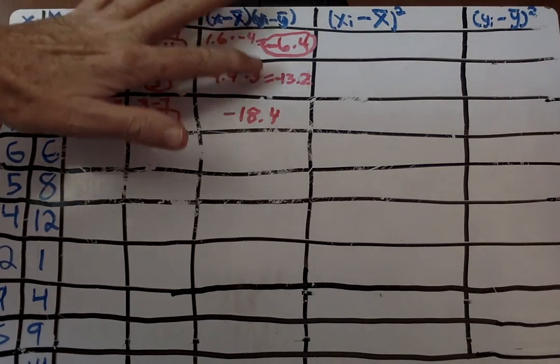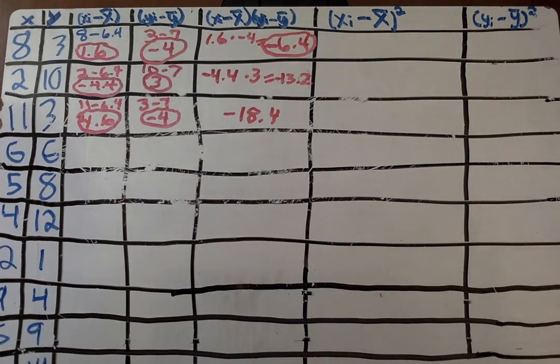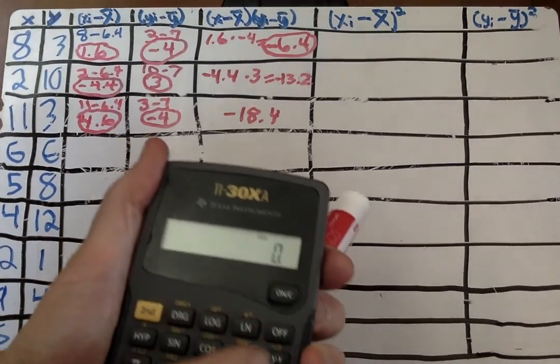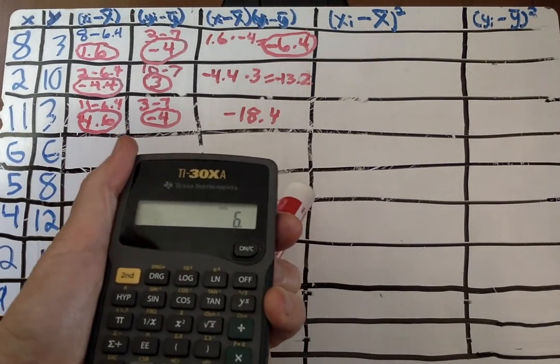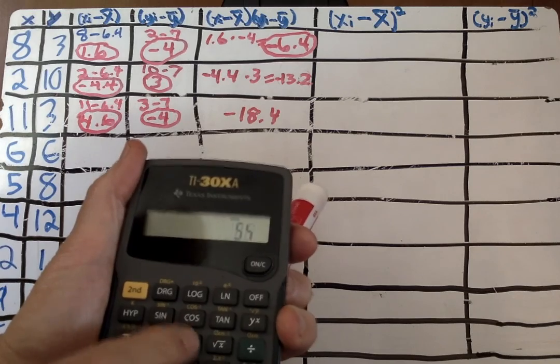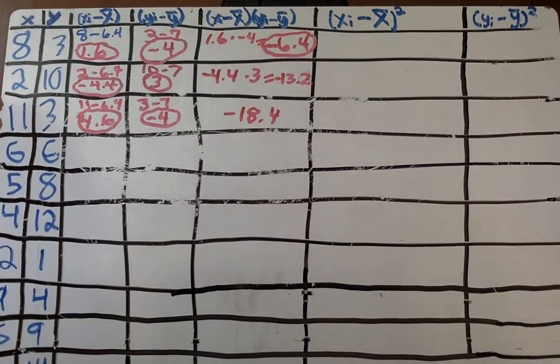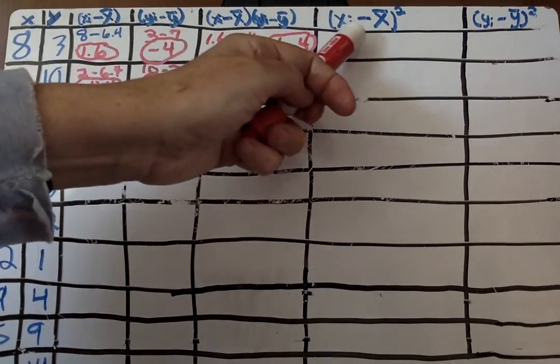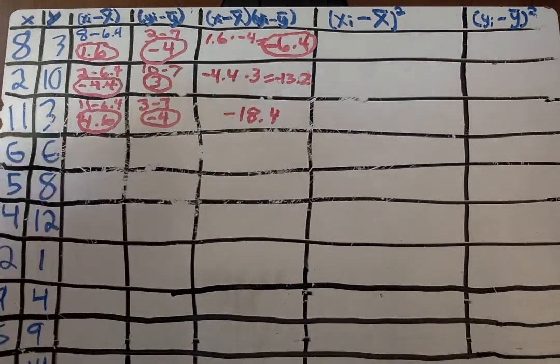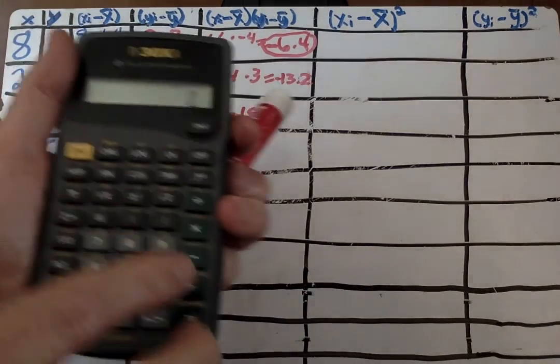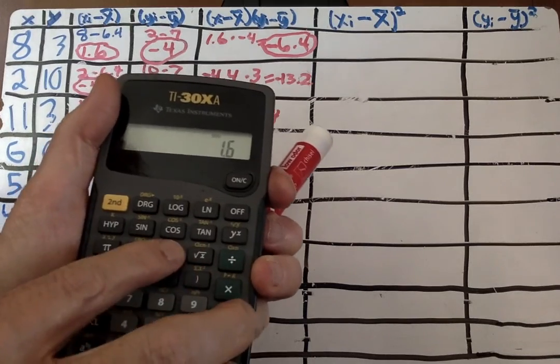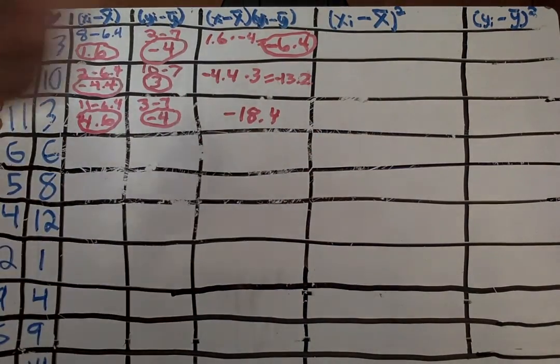Then we take each of these values and we square them. So negative 6.4 squared. Now this row needs to be all positive, so I'm going to just go 6.4 squared, 40.96. Oh, actually on the first one, it's just the x value here, 1.6 squared. So if I do 1.6 squared, 2.56.